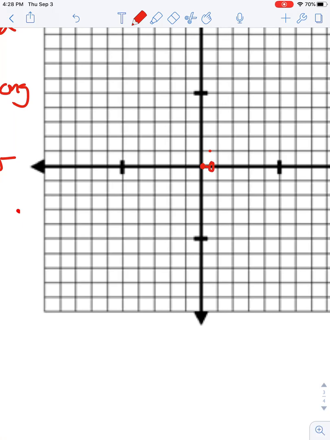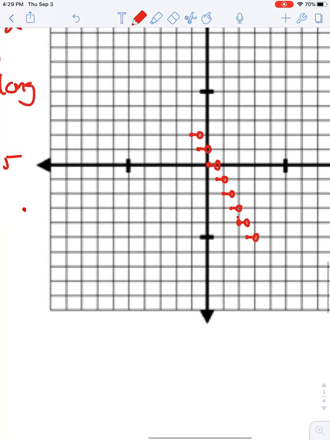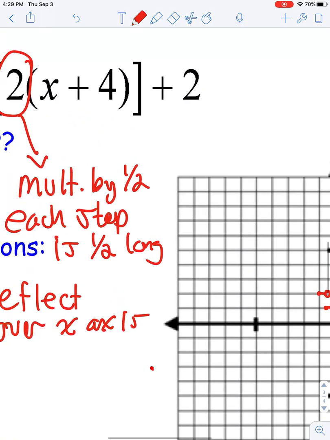Okay, now normally, again, I would have gone up and I would have made my second step right here. But because there's a reflection over the x-axis, my second step is going to be down below it. And then remember, each step is half as long. So we've got a few steps in here. And again, you can go the other direction as well and plot a couple of these in here too. Okay, back to our function.